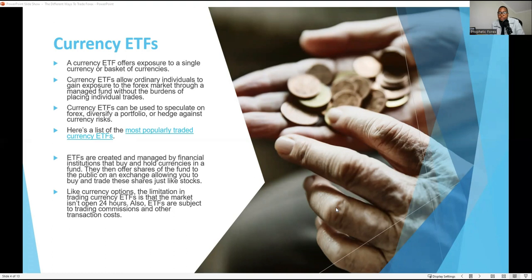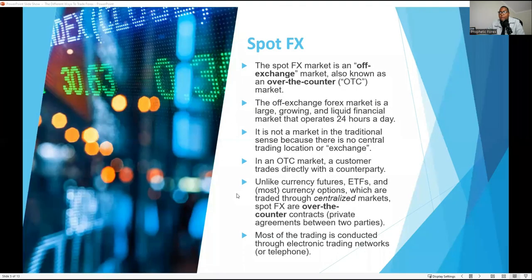Like currency options, the limitation in trading ETFs is that the market isn't open 24 hours. So they're basically like 9 to 5. And of course, ETFs are subject to trading commissions and other costs as well. So that was the third one that I wanted to talk about.